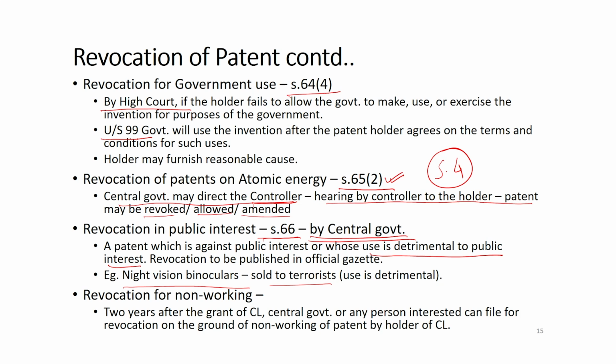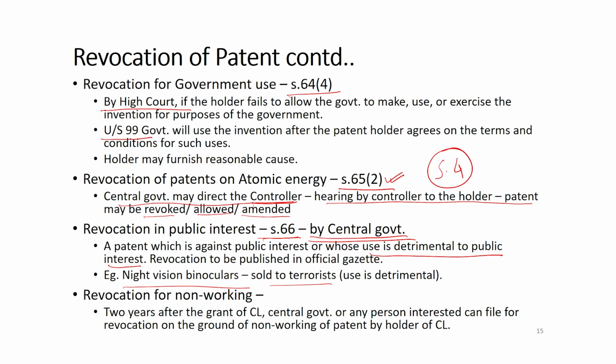The next point is revocation for non-working. If you recall, I just mentioned that a compulsory license may be issued after 3 years. An application for compulsory license may be filed after 3 years from the date of grant of patent. A compulsory license may be issued, but what happens if the licensee also fails to work the invention? In that case, a petition can be filed by the central government or any person interested for revocation on the ground of non-working of the patent by the holder of the compulsory license.